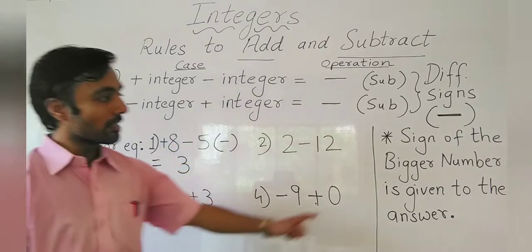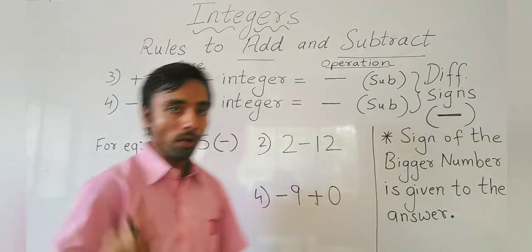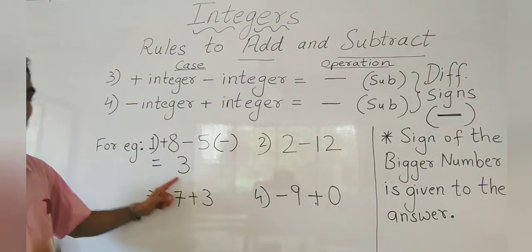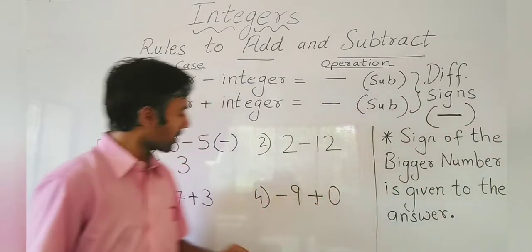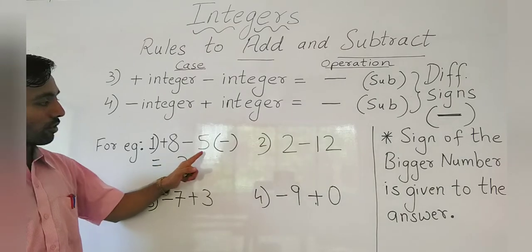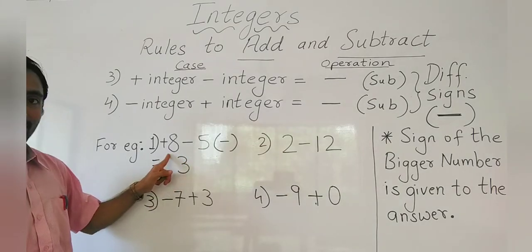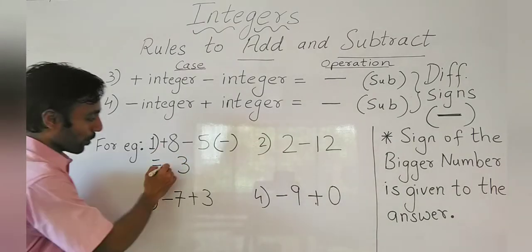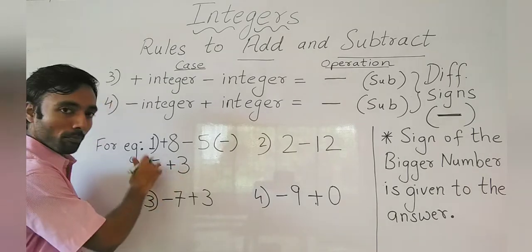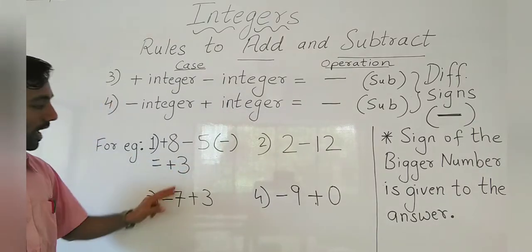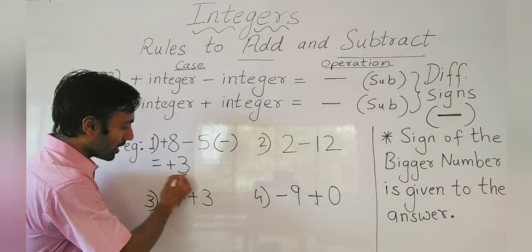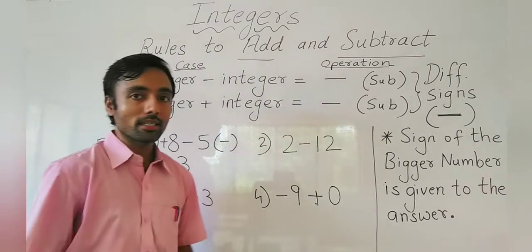And again, the same important rule to be followed. Once you get the answer, do not forget to put the sign of the bigger number. So which is the bigger number here? 8 or 5? Yes, it's 8. So 8's sign will go to the answer. Even if I don't put this plus, it's understood as plus 3. So plus 3 is our final answer. Let's see the next example.